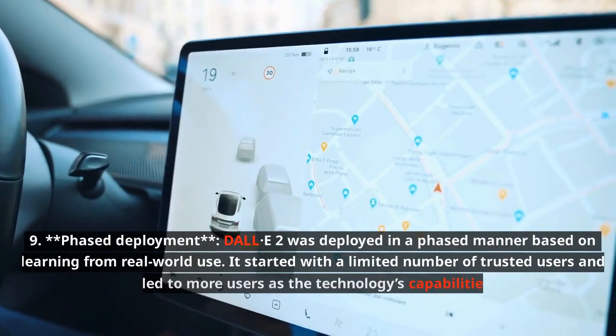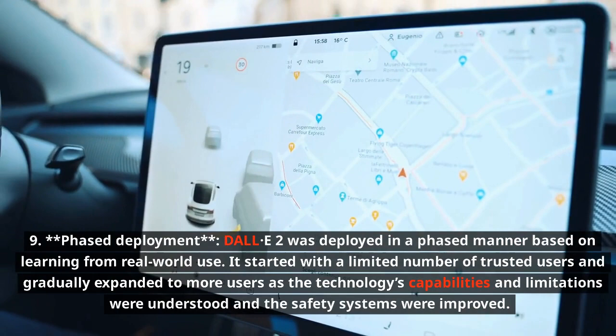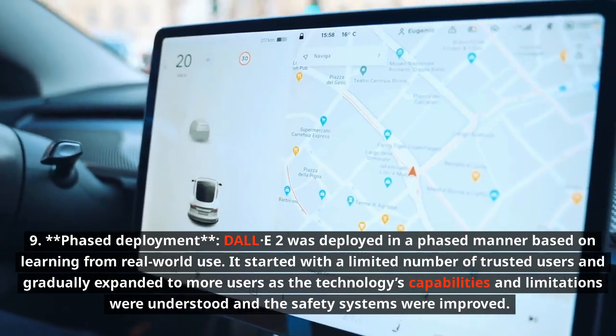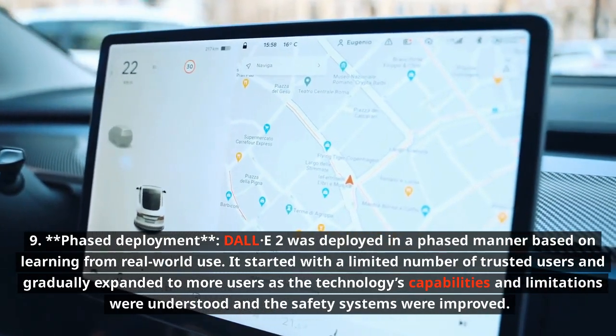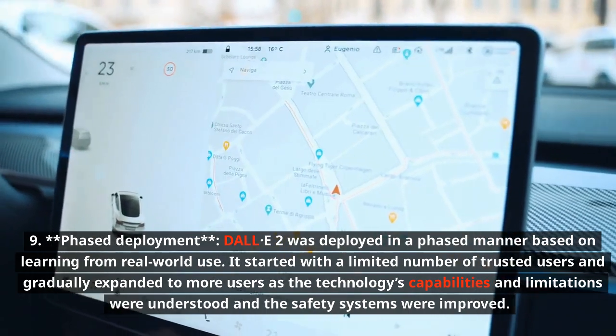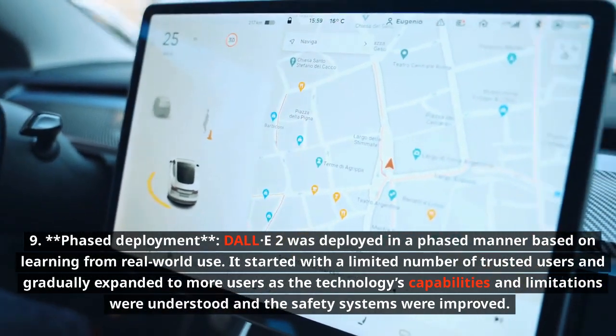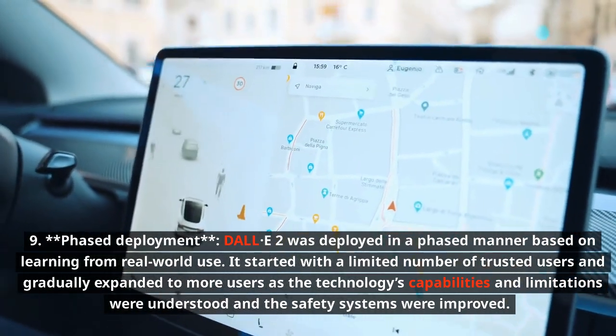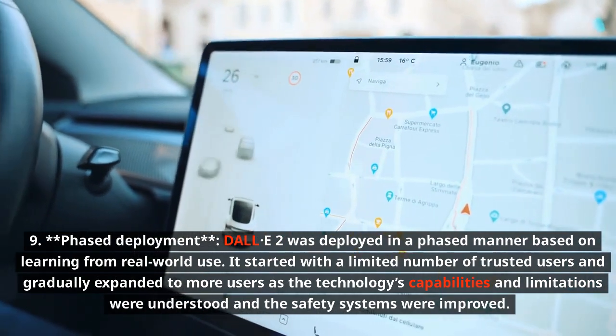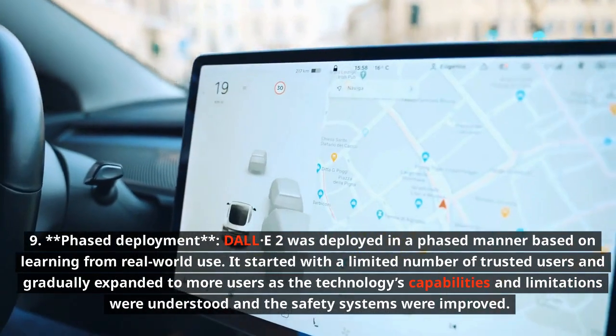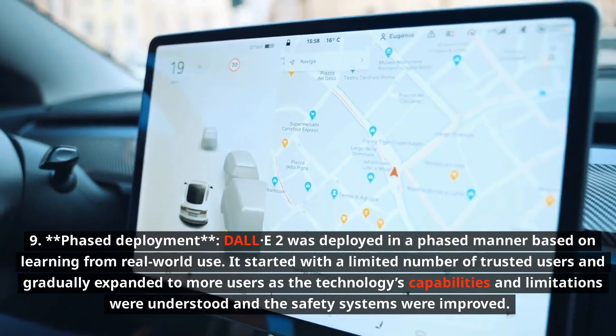9. Phased deployment. DALL-E was deployed in a phased manner based on learning from real-world use. It started with a limited number of trusted users and gradually expanded to more users as the technology's capabilities and limitations were understood and the safety systems were improved.